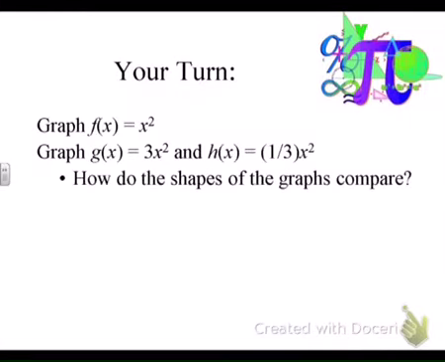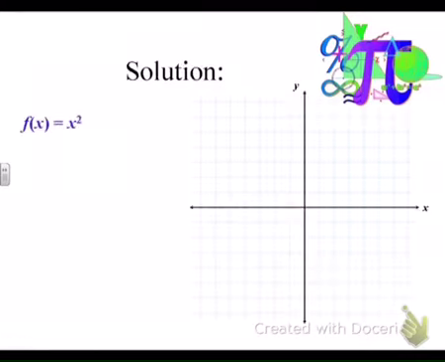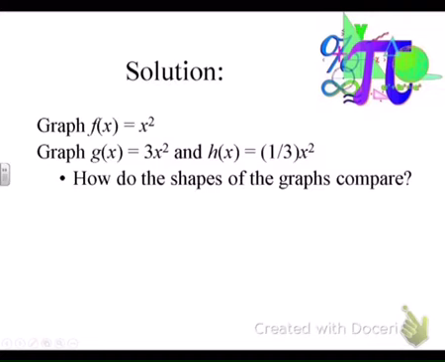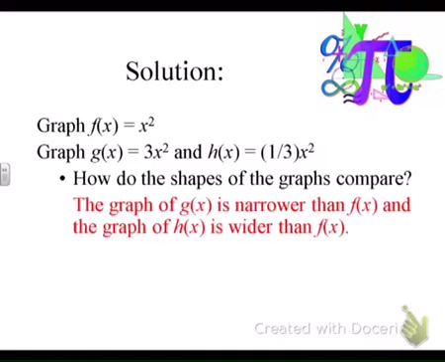Okay. Go ahead and make a prediction. How do the shapes of these graphs compare? We graph x squared. We can graph g of x, which equals 3x squared. It's more narrow. And then the widest of all would be the 1/3 x squared. So we would say the graph of g of x is more narrow than f of x, and the graph of h of x is wider than f of x.